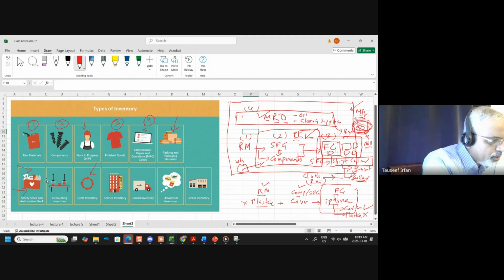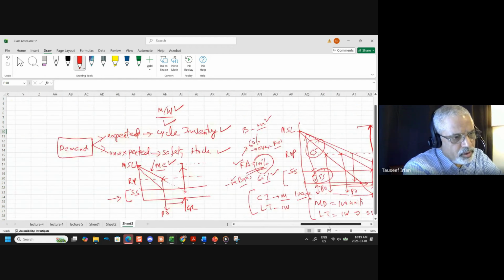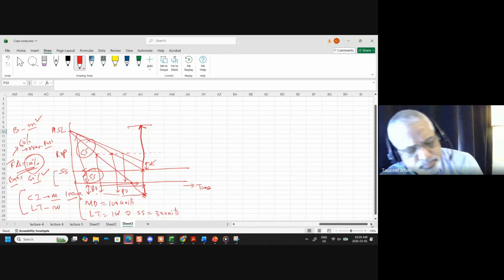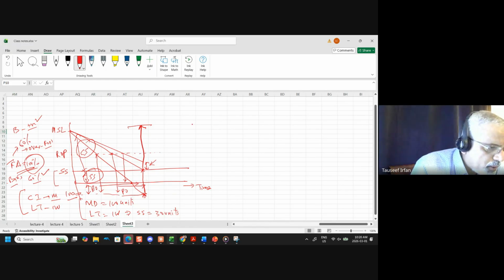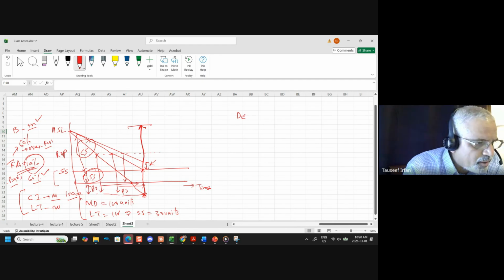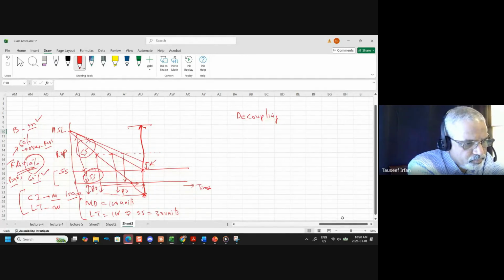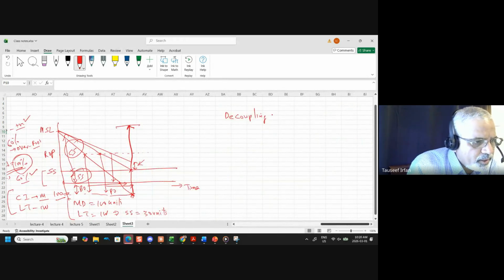Okay, now let's understand this decoupling inventory. This is a very important topic in the IBP side also. The decoupling inventory concept is there in DDMRP, demand driven MRP. So understand the decoupling concept. We have taught this in supply chain fundamentals, but let's do that. Very important. Okay, decoupling inventory. What does decoupling inventory mean here?